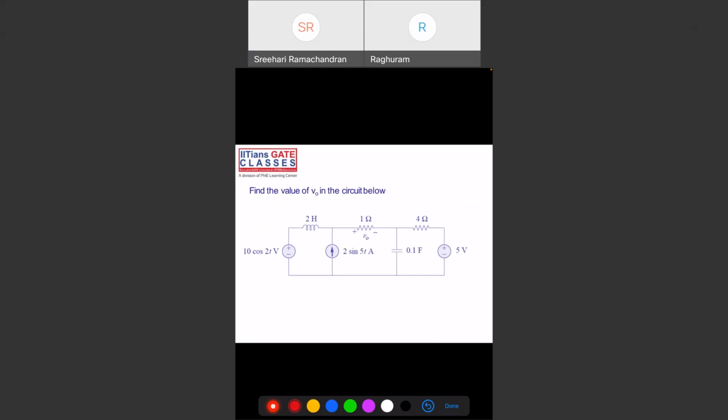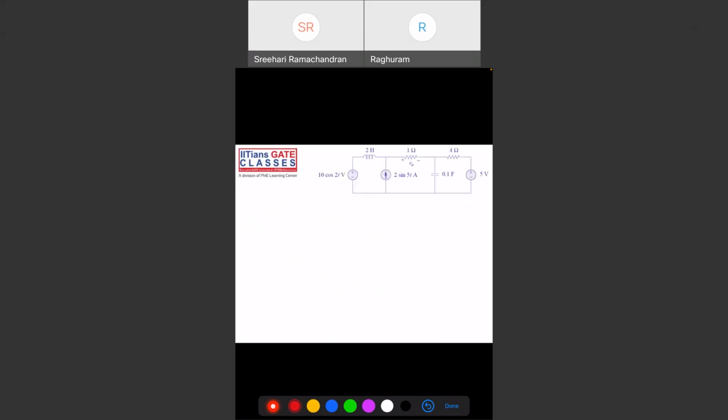Find the value of V naught in the circuit below. This is important. Find the value of V naught in the circuit below. See, I'll let you know the concept behind this problem. You need to understand the concept.